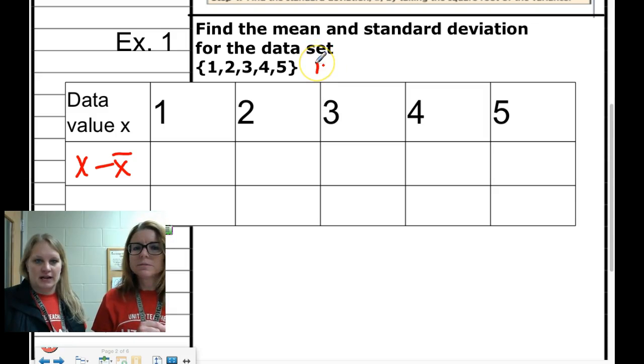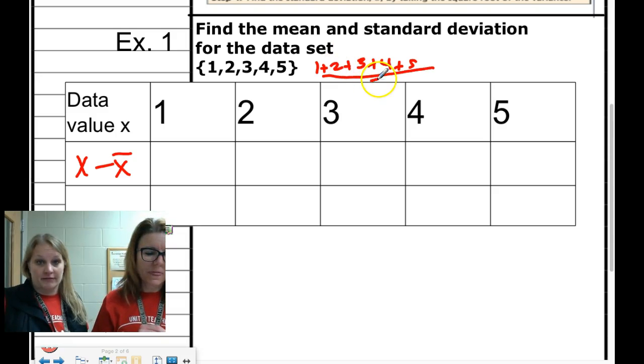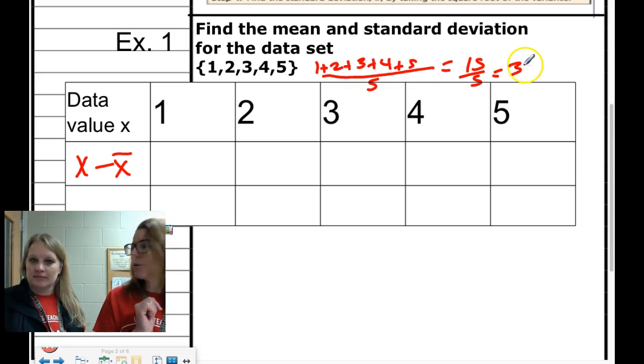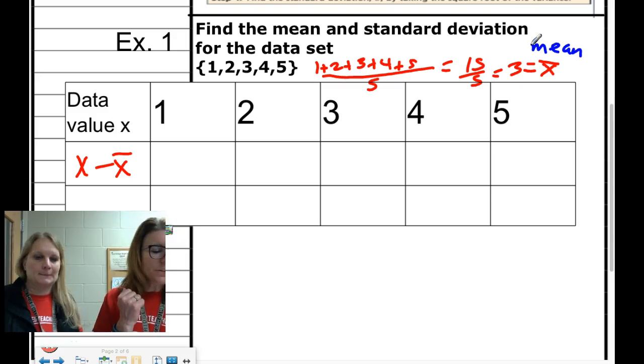So I'm just going to add them: 1 plus 2 plus 3 plus 4 plus 5, all over 5. That is 15 over 5, which is 3. Set that equal to X bar, so we know that's X bar, which is the mean.